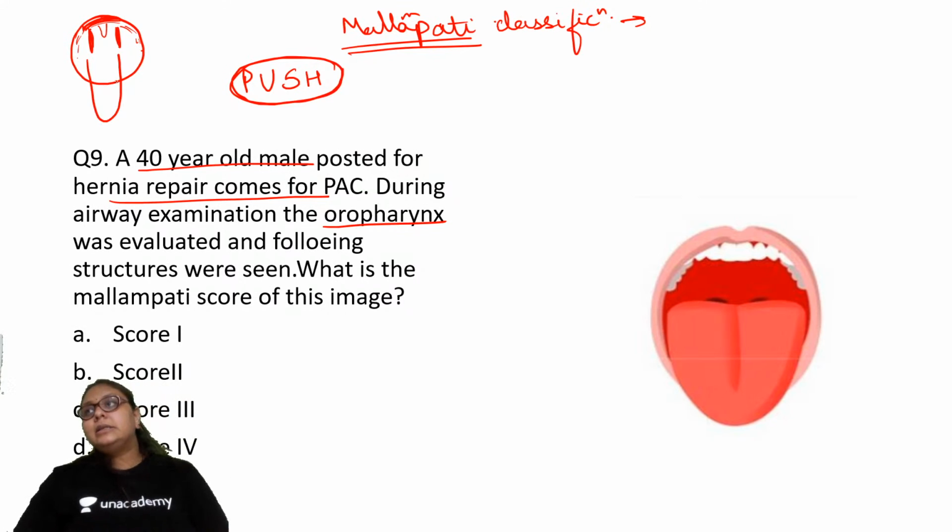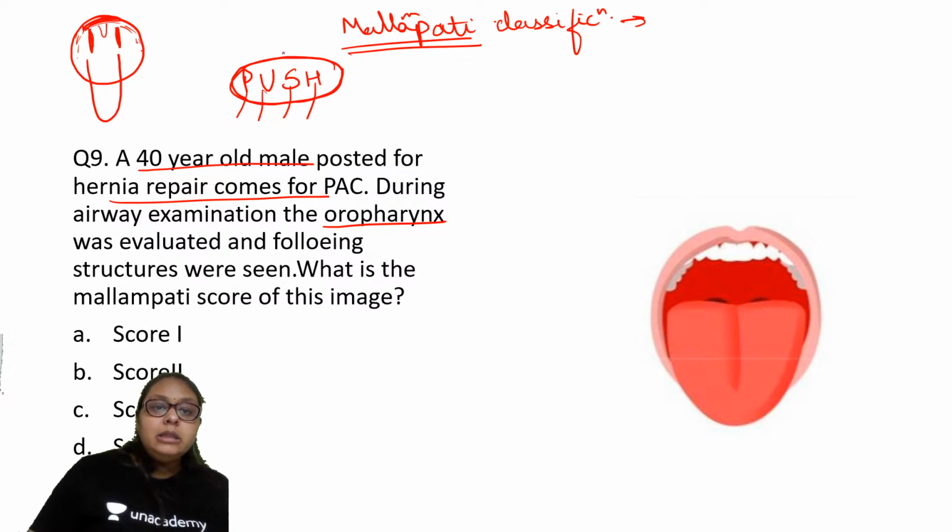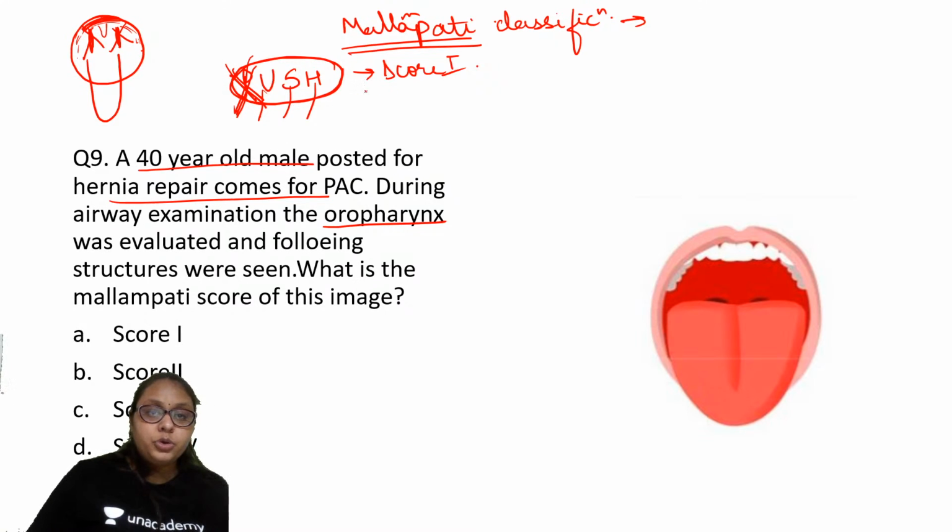So these are the structures which we are able to see normally. That is pillars, uvula, soft palate and hard palate. And if we are able to see all these four structures, then that is score 1. In score 2 we are not able to see these pillars. We are able to see the uvula, soft palate and hard palate. That is score 2.